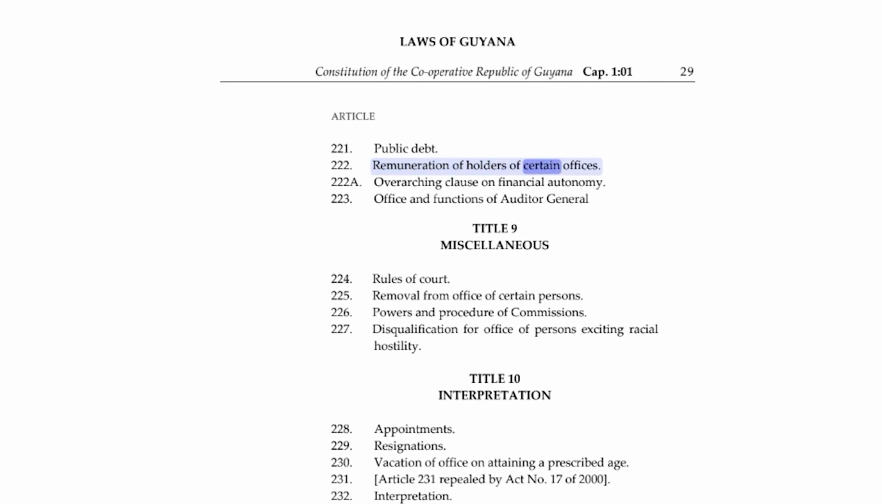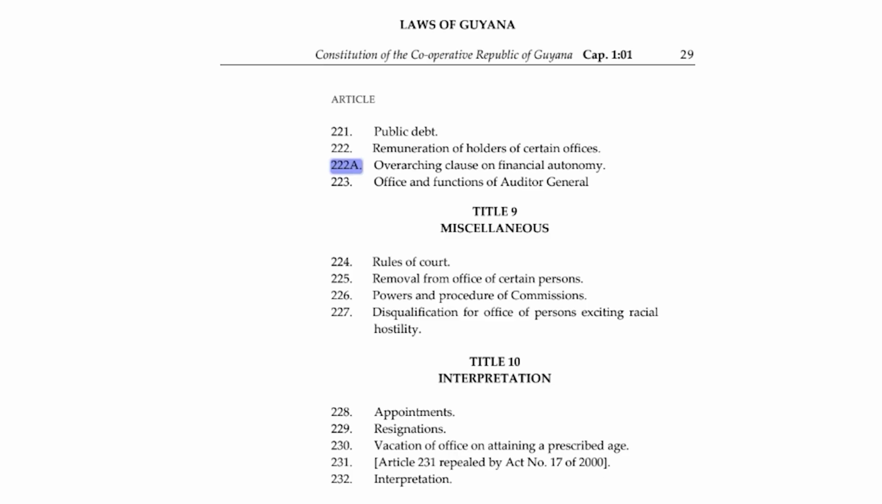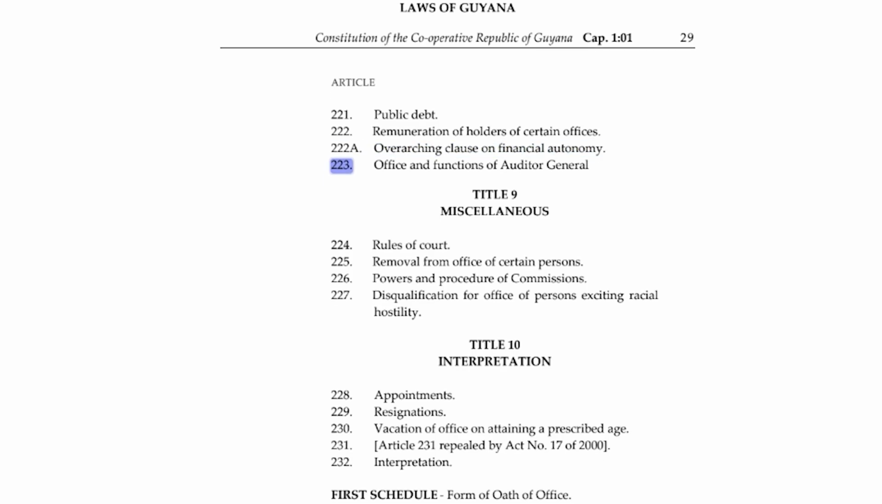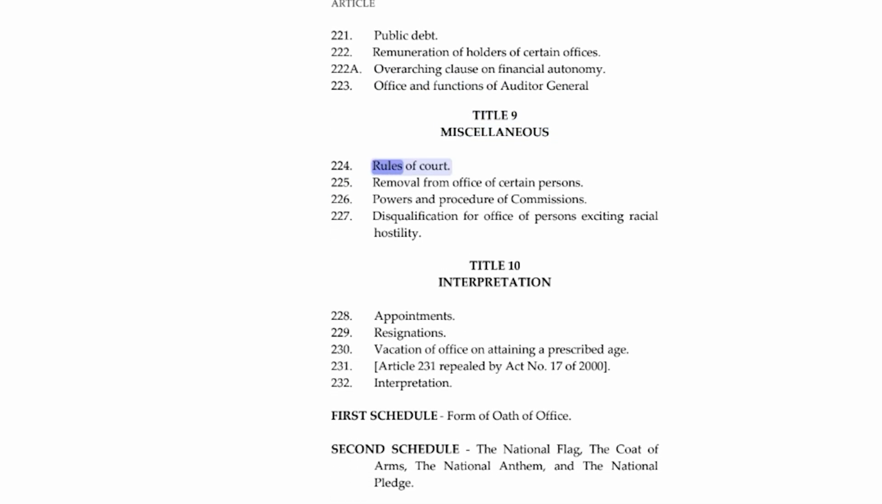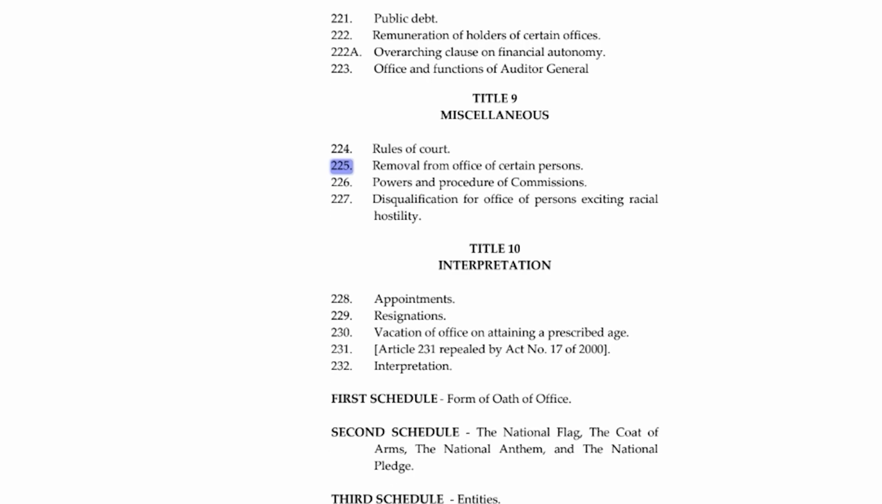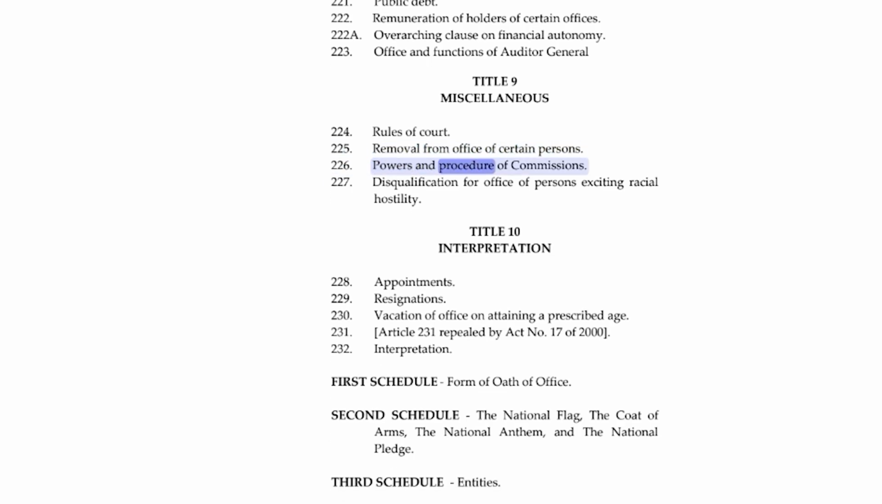222. Remuneration of holders of certain offices. 222A. Overarching clause on financial autonomy. 223. Office and functions of Auditor General. Title IX, Miscellaneous. 224. Rules of Court. 225. Removal from office of certain persons. 226. Powers and procedure of commissions.